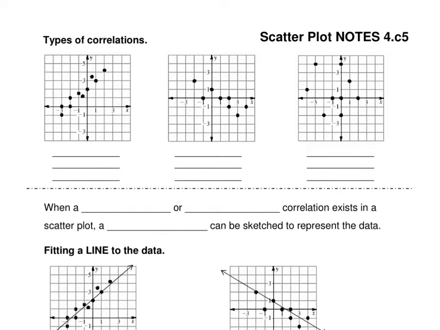So in the first one, I'm going to put positive correlation, or positive. Abbreviate correlation CORR. And for the second one, we see that there's a negative correlation. And in the last one, there's no correlation.